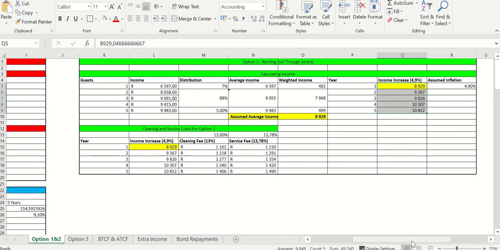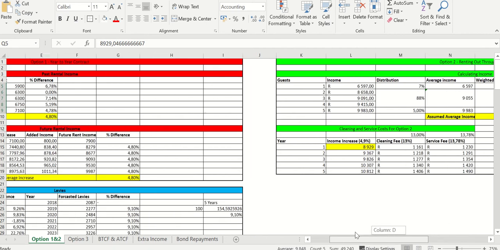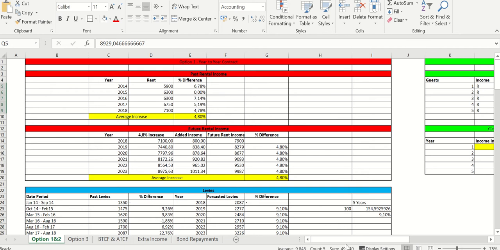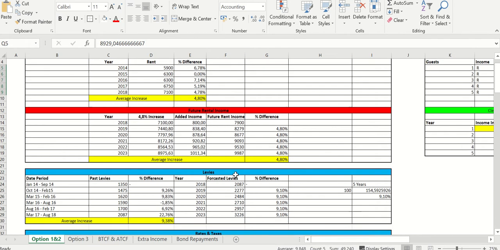Then the only expenses that option 2 has that option 1 does not have are a constant cleaning fee, which is assumed at 13%, and a service fee for using Airbnb at 13.78%. Then there are the expenses that are the same for option 1 and 2. Everything in red is for option 1 and everything in green is for option 2.